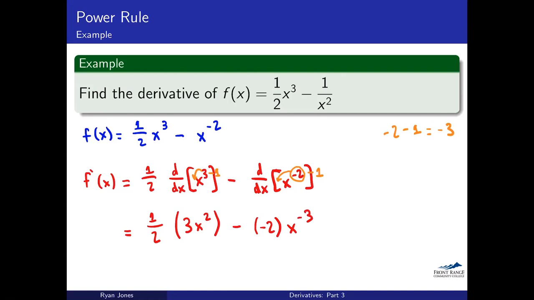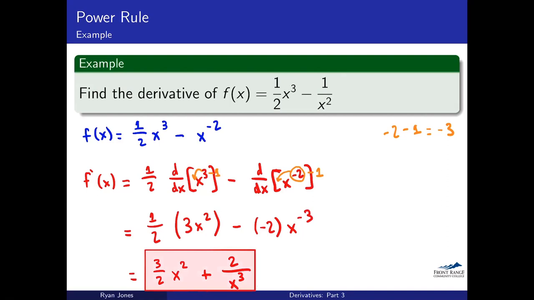At this point, we're pretty much done, but we want to do some simplification here. I can actually multiply the 1/2 and the 3 out. I'll have 3/2 x squared. The minus negative 2 is going to give me positive 2, and then that's an x to the negative 3, so I can rewrite that without the negative exponent as over x cubed. So I'd have 2 over x cubed there, and that's just some algebra that hopefully we're comfortable with. So I get my answer right there, and this is great.